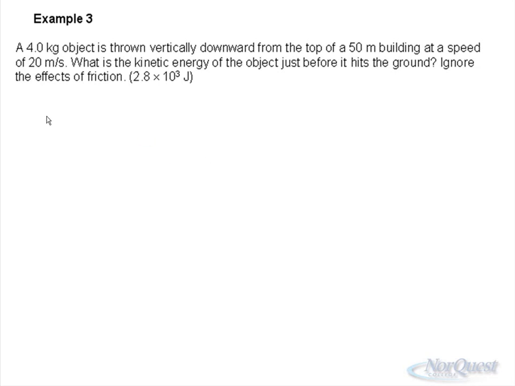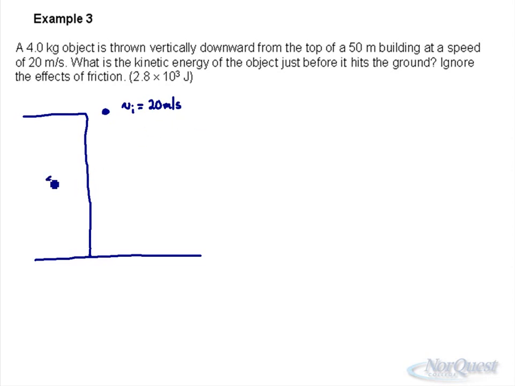Well, that's nice they tell us to ignore friction. But I'm going to draw a little diagram to try to illustrate the point here, and we're going to think about the energy at the various points along the way. So there's the top of my building. Now this object at the very beginning has an initial velocity equal to 20 meters per second. It also has a height above the surface of the earth, 50 meters.